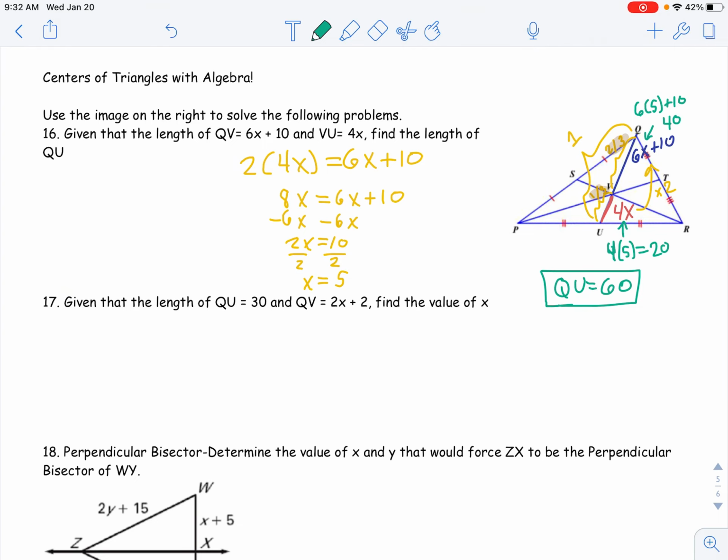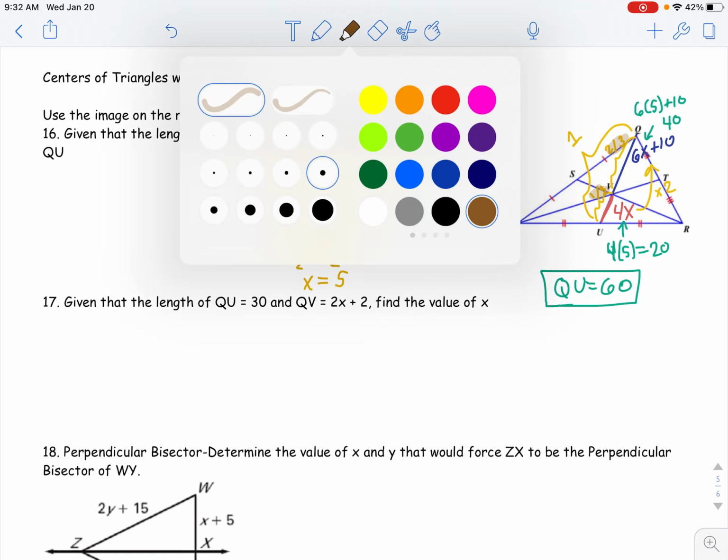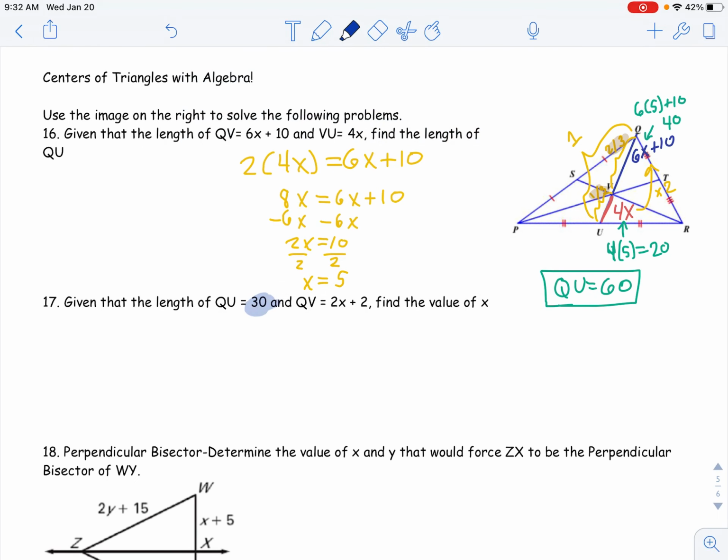All right, we're going to use the same picture. This time it's giving me QU. It's saying the whole thing is 30. It's saying QV is 2x plus 2. So this time it gave me the whole length, and this is 2/3 the length. So I need to multiply QU by 2/3. And this is a nice whole number, so it's not going to be too ugly. This is just going to produce 20.